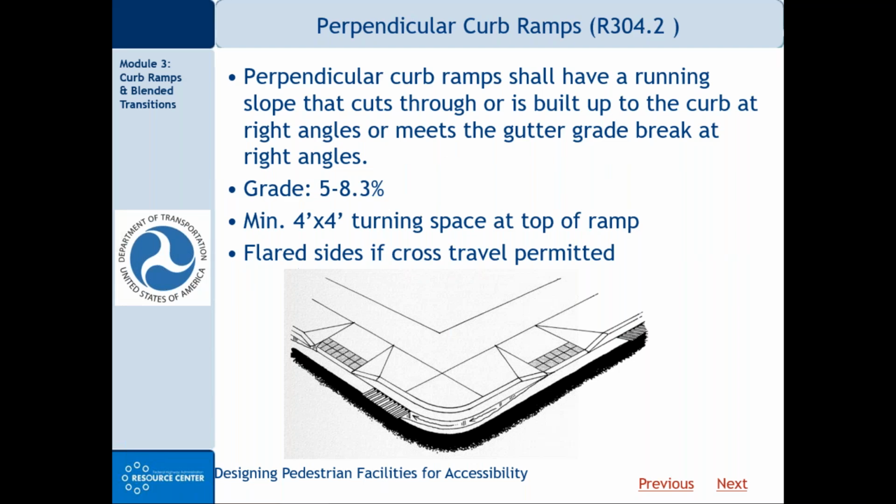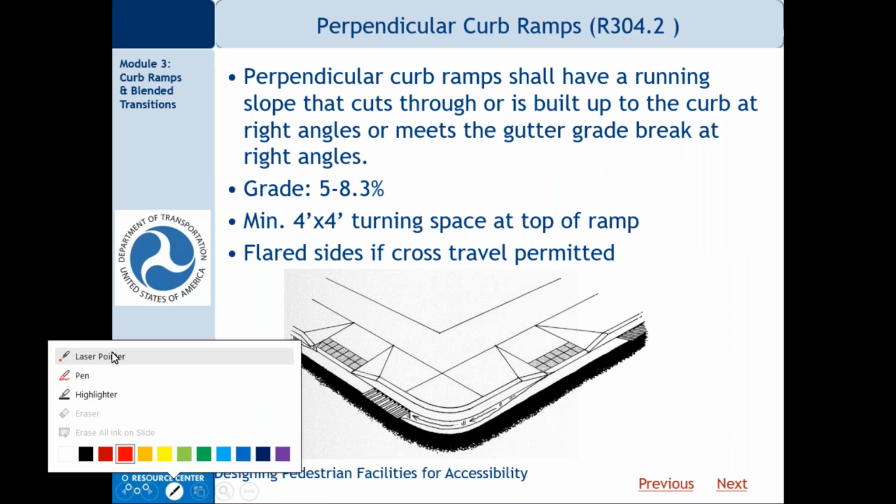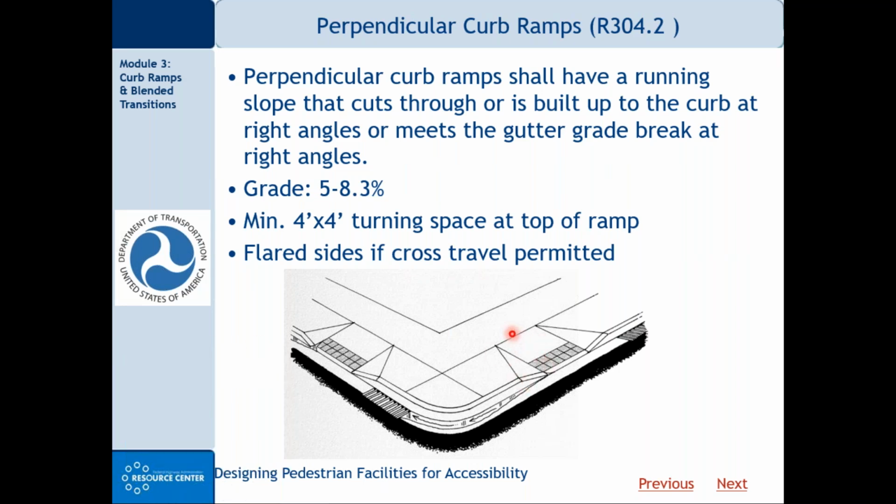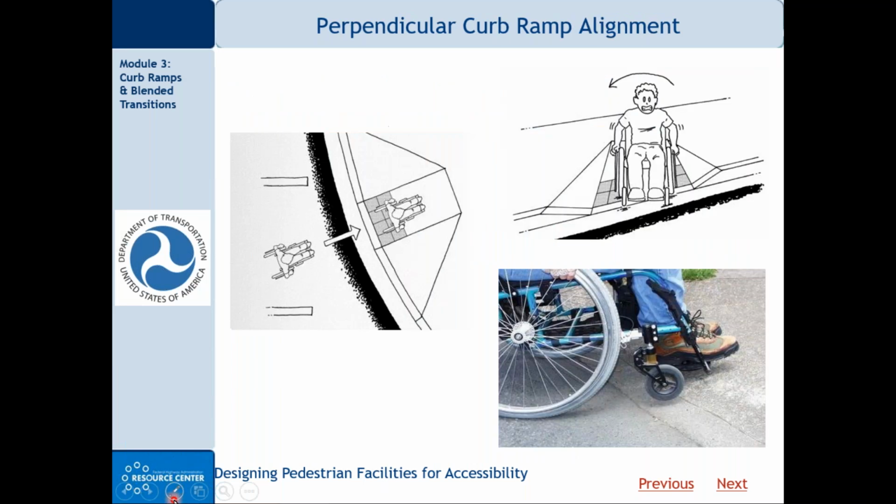So perpendicular ramps, you have 2 ramps per corner, like you see here. Of course, the max grade is 8.3%. There should be a minimum of 4 foot by 4 foot turning space at the top. And if cross travel is permitted, like you see here, these ramps are in the pedestrian circulation path, so they need to have flared sides. We talked about this. The ramp needs to intersect the curb at right angles so that both wheels of the wheelchair enter and leave the ramp at the same time.